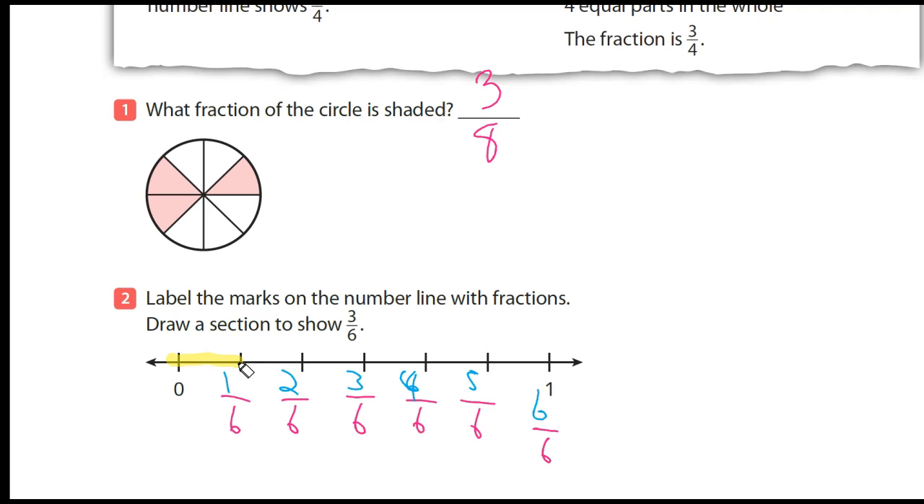Okay. Then it says draw a section to show 3/6. Okay. So how many sections am I going to highlight? 3. 1, 2, 3, and I stop right here. Is that halfway through the line? Yes.